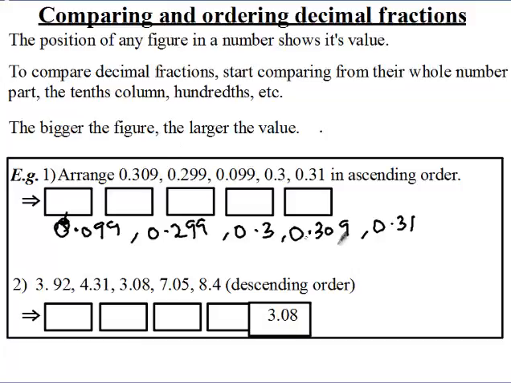So in arranging this in descending order, the first one was 8.4, followed by 7.05, followed by 4.31, then 3.92, and the last one 3.08. We can jot this down into our notebooks, then we continue with the lesson. So always take note. You compare the place value to know the number which is bigger or smaller.